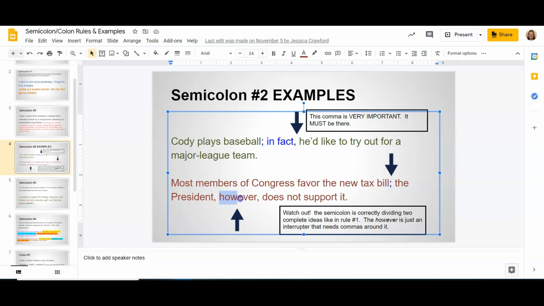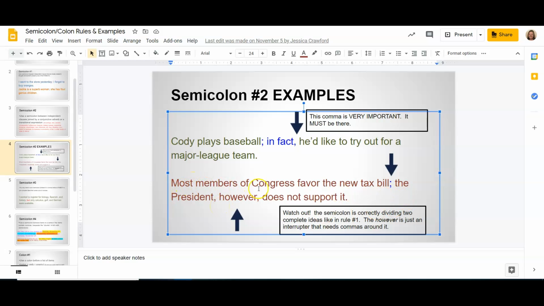So in this case, this word however is not dividing two complete ideas, like in fact is up here. This however is just an interrupter. It's just that comma rule interrupter. So all you do is put commas around it. It's non-essential. We can take it out and it's okay. The sentence still makes sense. You really need to watch that you're not just plucking a comma in right before one of those words.